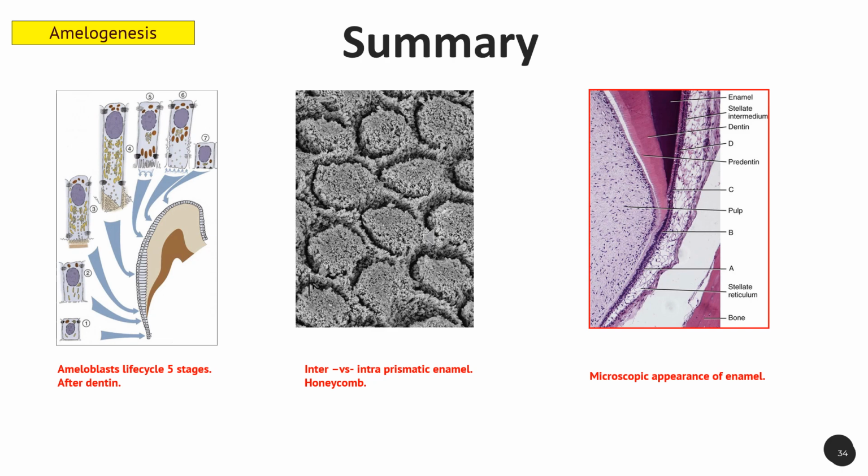So today I hope I have outlined for you the process of amelogenesis, looking at the ameloblasts, the cells which are responsible for making enamel, in the end, the different life cycle stages, how enamel looks when you look at it under the electron microscope, so in terms of inter and intraprismatic enamel in this honeycomb format, and the microscopic appearance of enamel in terms of H&E staining, like you can see on the right hand side, and how you can recognize it in a developing tooth.